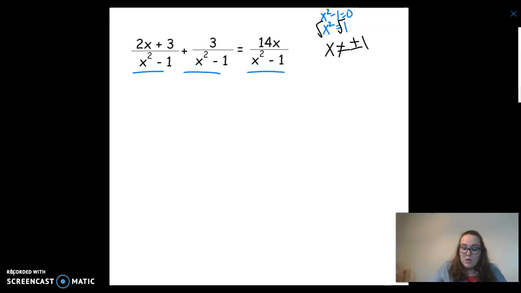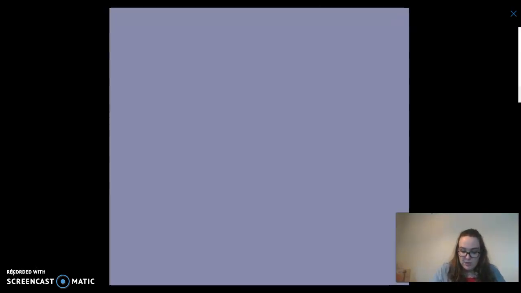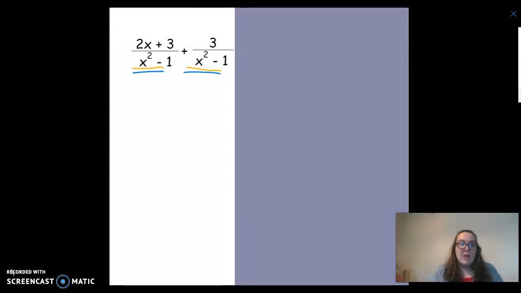Okay? So again, on the left side, these are the same. Well, if those are the same, ignoring this equal sign for a minute, just look here at this left side. Well, we know from last week, if I have a common denominator and they're the same, I can combine these together. 2x plus 3 plus a 3 means that on the left I have 2x plus 6 divided by x squared minus, not plus, minus 1.